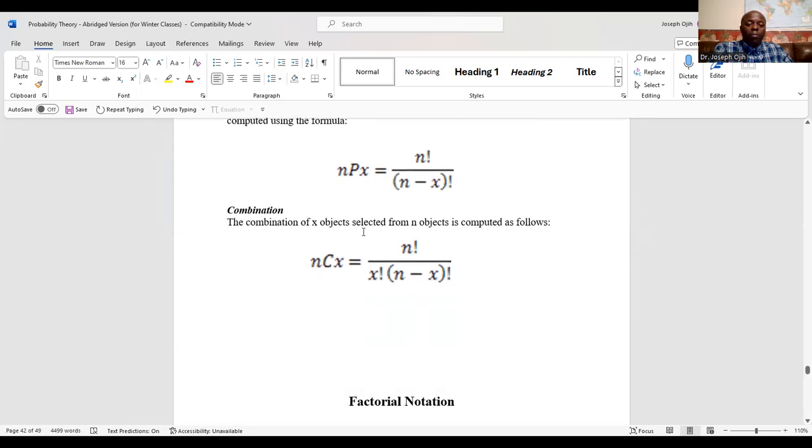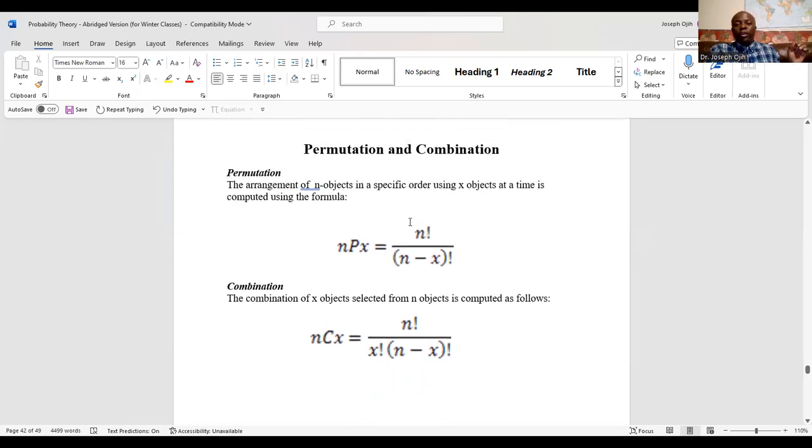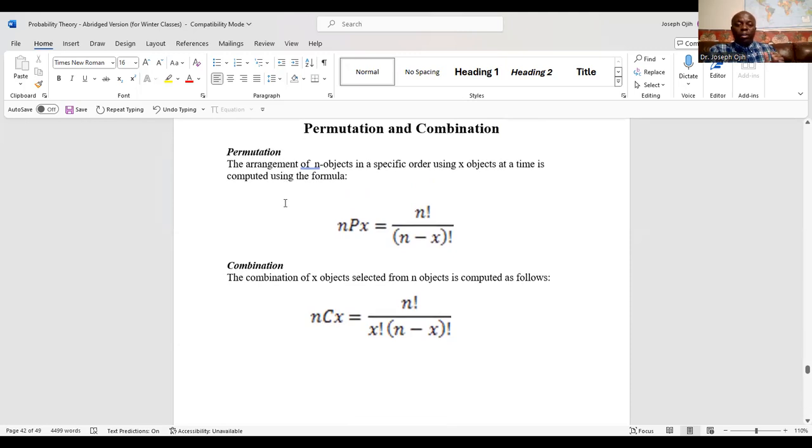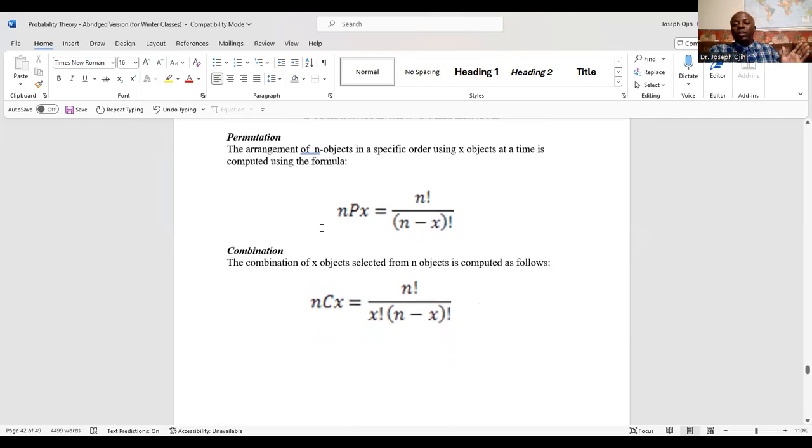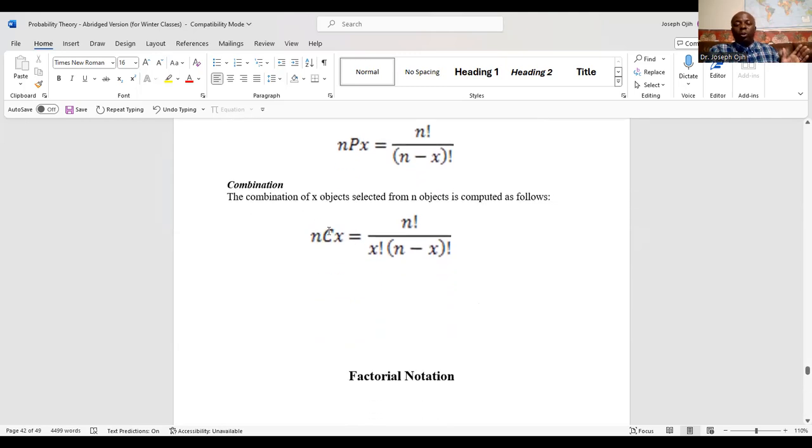Combination is the arrangement of objects in any order. So there's no specific order. While permutation has a specific order, combination can be in any order. And this is the formula here: nCx equals n factorial divided by x factorial times (n minus x) factorial. So if you want to do these calculations manually, that's when you use this formula.